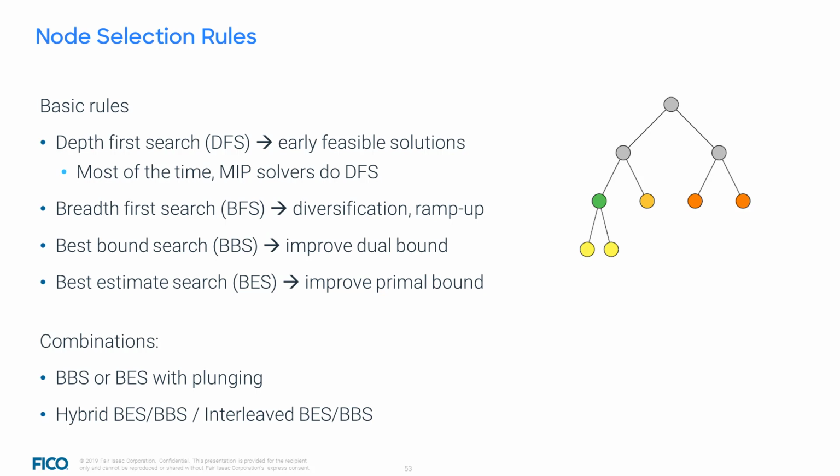One strategy is to use breadth-first search in the beginning, to get a big diversification, which is useful for the ramp-up of parallel branch and bound. Two other strategies are best bound search, which chooses the node with the best local dual bound in order to improve this local and thereby also the global dual bound, and best estimate search, which computes an estimate of the best MIP solution in the subtree by using pseudo-costs.